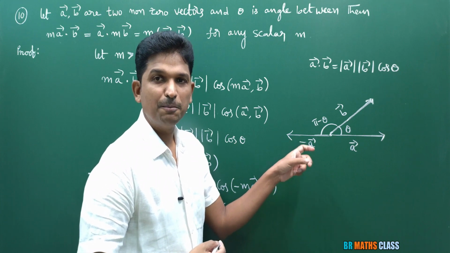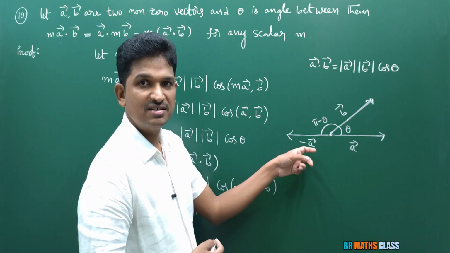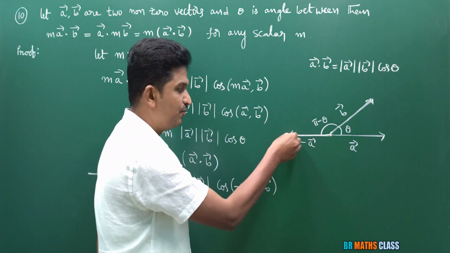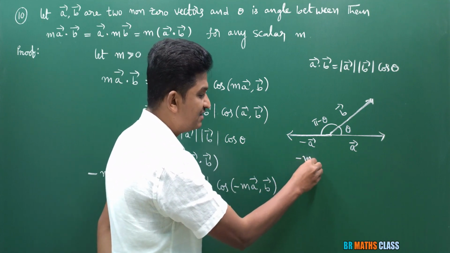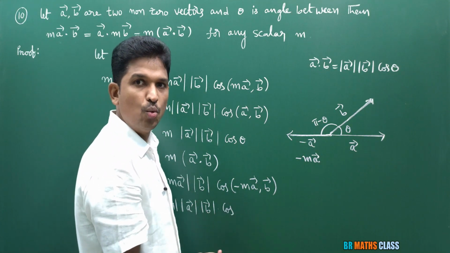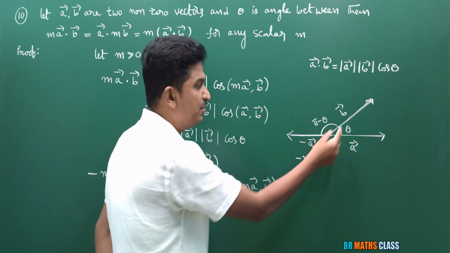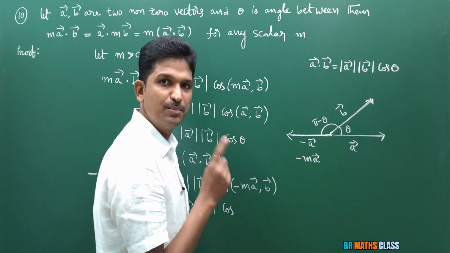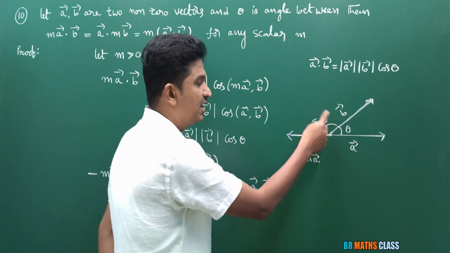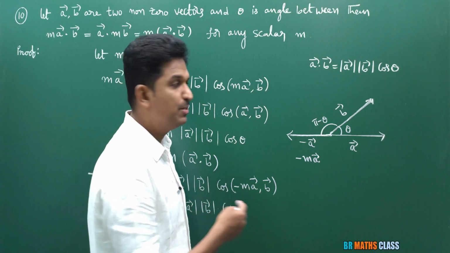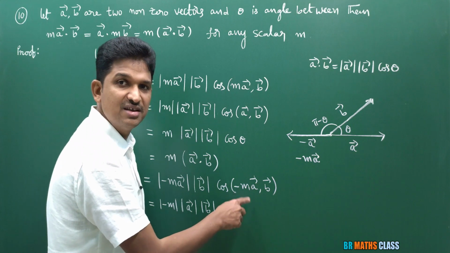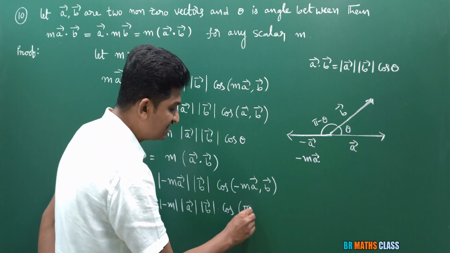What is the direction of minus M A bar? Minus M A bar direction is also along the direction of minus A bar. Do not confuse. This is the direction of minus A bar. What about minus M A bar direction? Minus M A bar direction is also along the direction of minus A bar only. So what is the angle between minus M A bar comma B bar? That is pi minus theta only. Please try to understand. The angle between minus A bar comma B bar is pi minus theta. The angle between minus MA bar comma B bar is also pi minus theta.